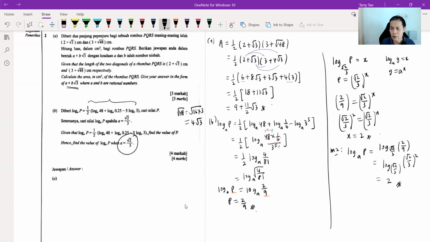Now if you want to bring the power down, you can write like this, 2 log root 2 over 3 with the root 2 over 3. Since log A A is 1, log root 2 over 3 with the root 2 over 3 is 1. Answer is just 2. So the first one is using the index method. Second one is using logarithm straight away.